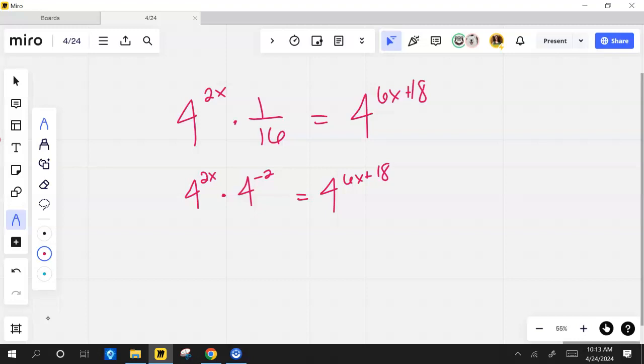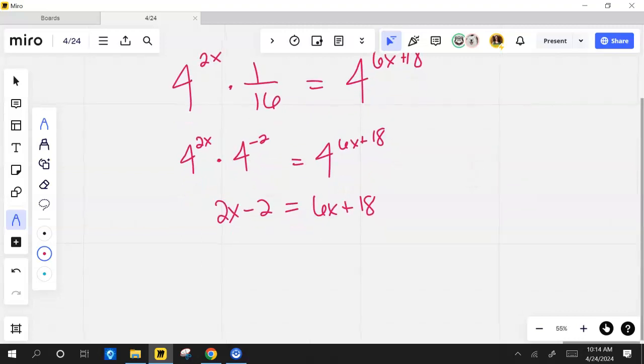Now what? Okay, combine them how? 2x and -2, and what's it going to equal? 6x plus 8. I think y'all got this. I hope y'all are speaking up if you don't.